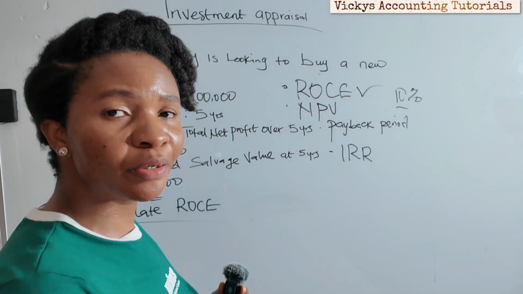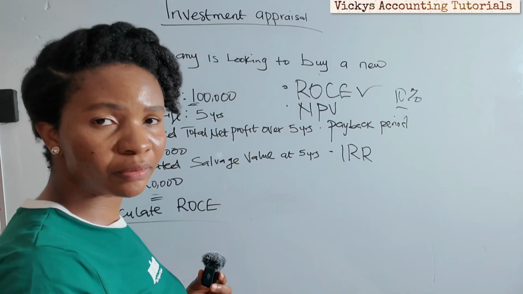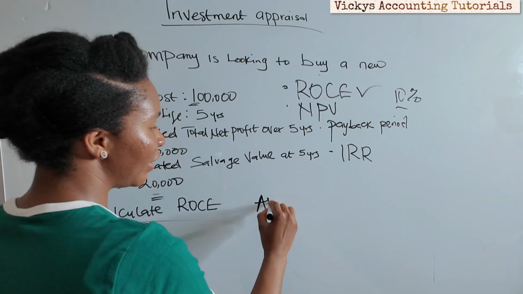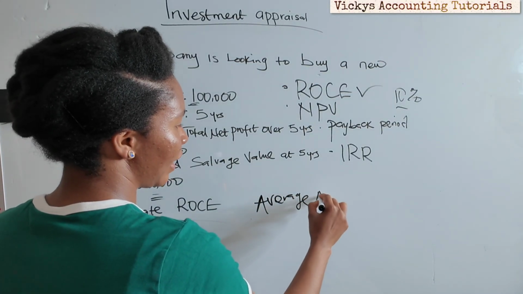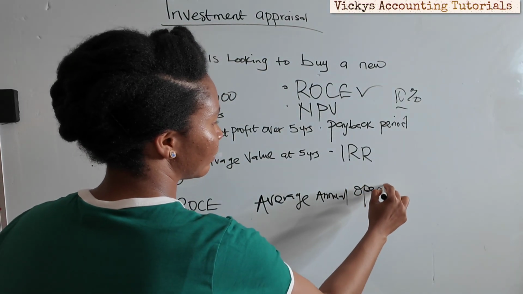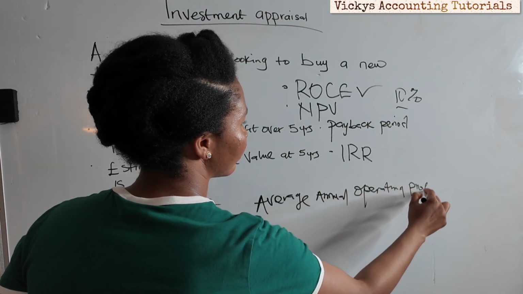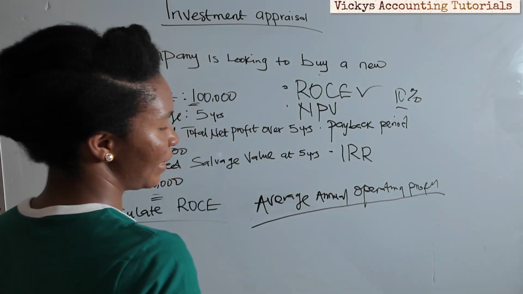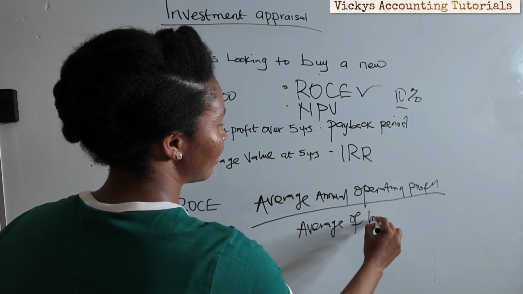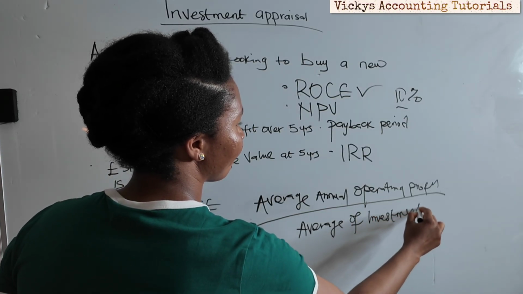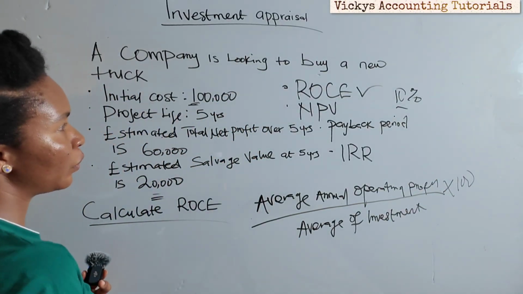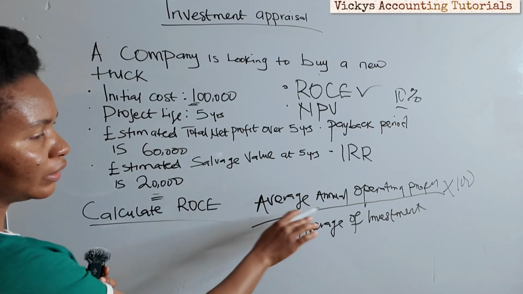So now, moving on, we're going to go ahead to calculate ROC, return on capital employed, using this formula, okay? It is average annual operating profit divided by average investment times 100. Okay, that is the formula. So we're going to key in these numbers into this.